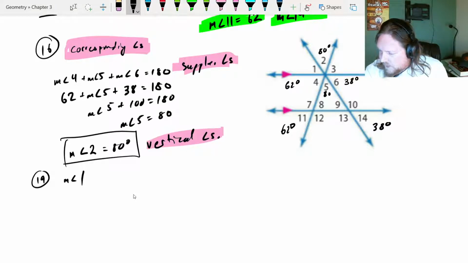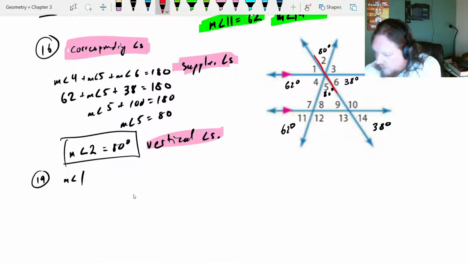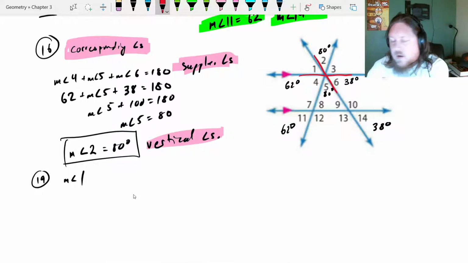We're not going to erase the 80s or the 38s or 62s. So what I want you to notice here, as we build this problem and we answer more questions, we get more and more information, becomes more and more complete. If you know 14 and 6 are both 38 because they're corresponding angles, well, you might notice that 1 and 6 make a vertical angle. So those should be congruent as well.